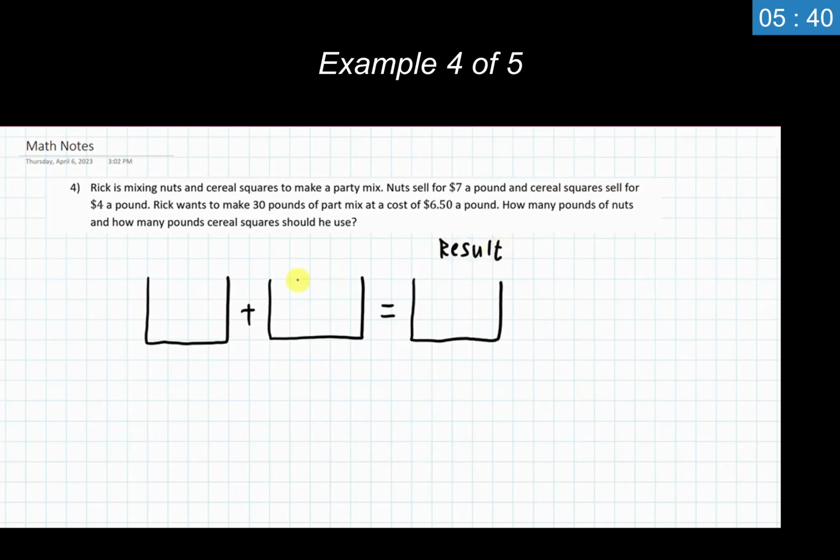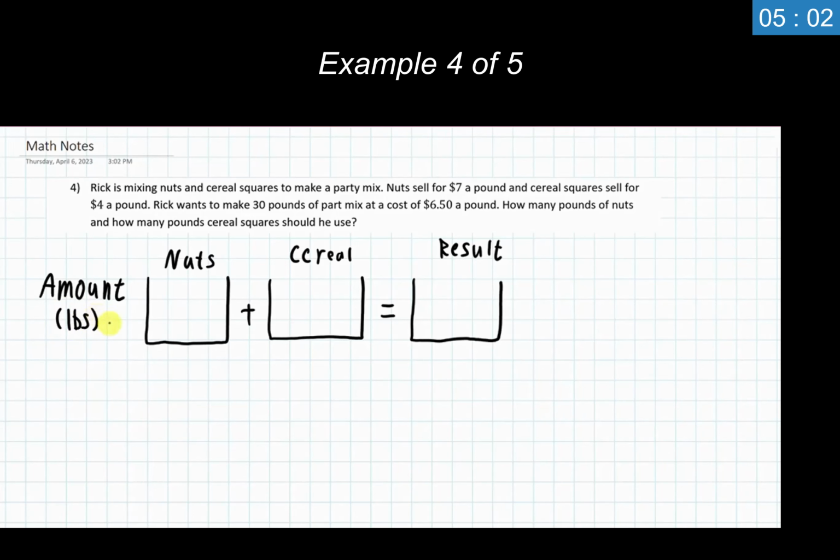And then what are the two things that we're mixing together here? We have nuts and we have cereal. I'm going to go ahead and put nuts here and cereal here. We still have the amount, so how many of each of these are we mixing together? We want to figure out what is the unit we are using for amounts. In this case, we're told 30 pounds. That tells me my unit of amounts there, so I'm going to put amount in pounds. Fantastic. So we know what we're looking for there.